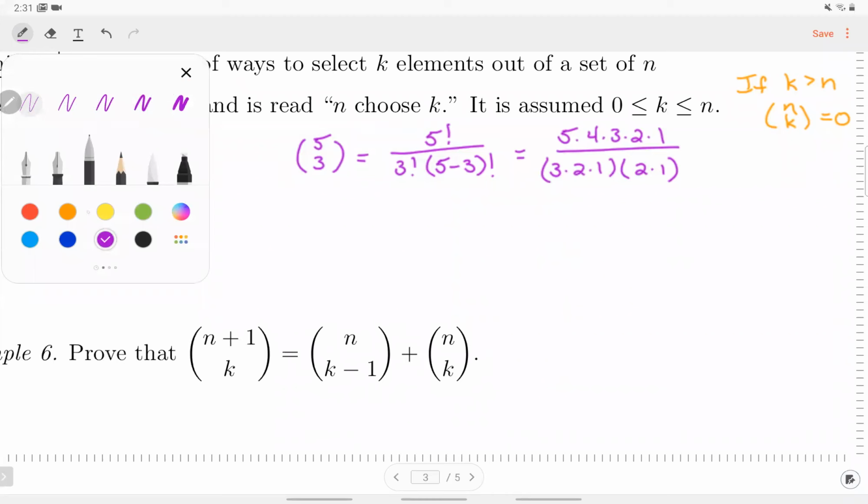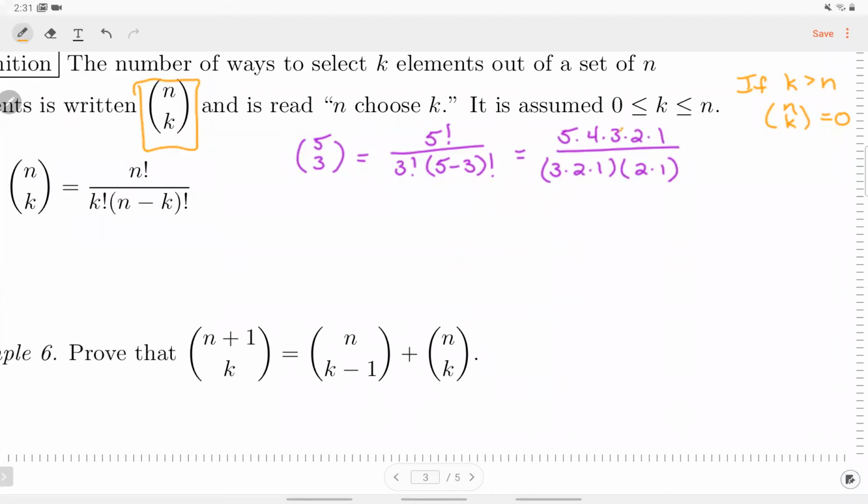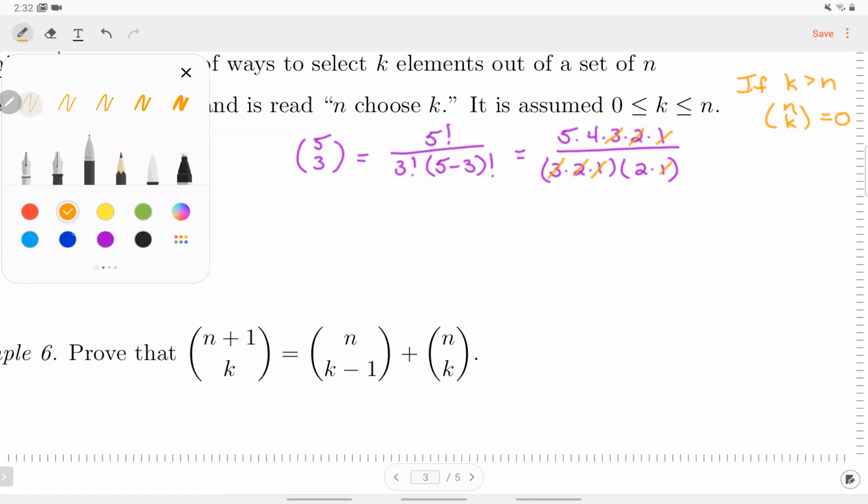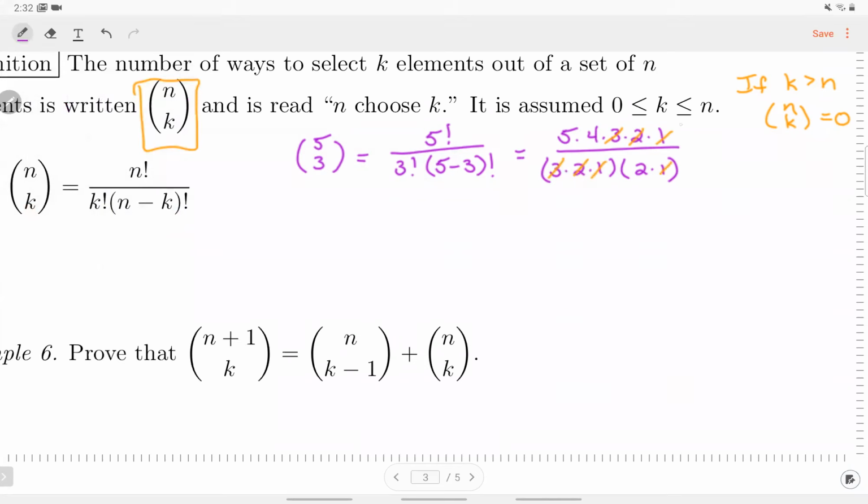So here we go. 3, 2, well, and 1s don't matter, right? Times 1, it doesn't change the value. Okay, so I canceled like terms. 5 times 4 over 2 is going to be 10, because 20 over 2 is 10. All right. Let's do another. Let's do, I don't know, 27 choose 26.